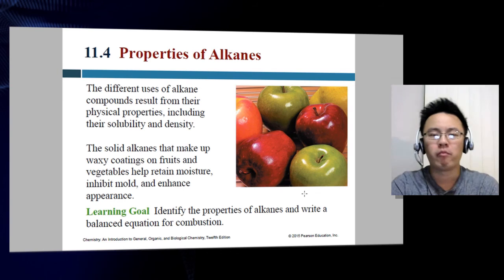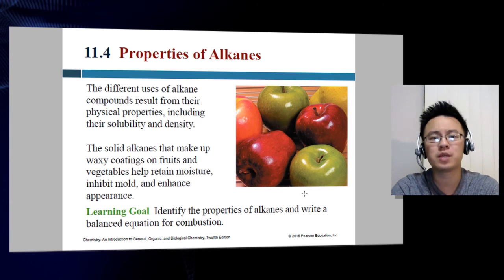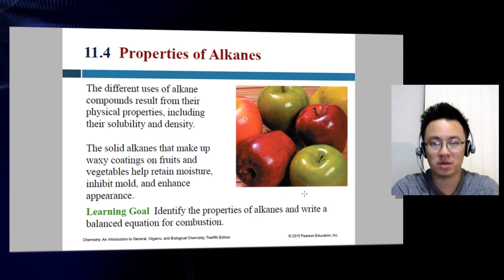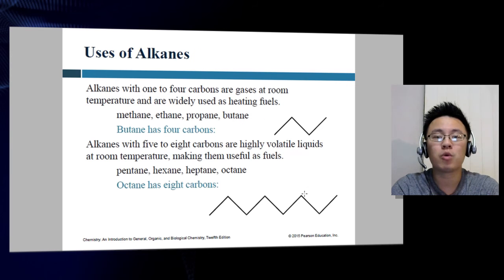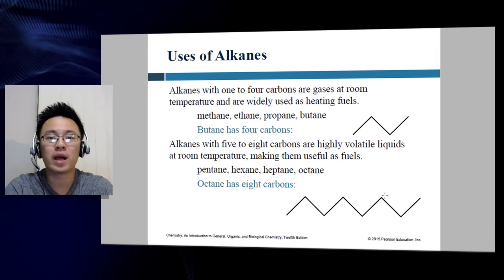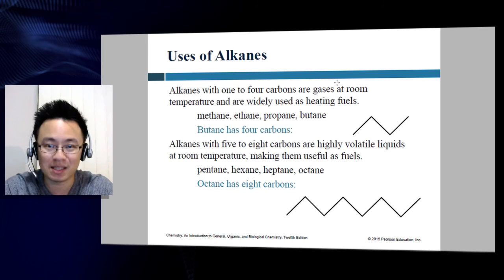All right, properties of alkanes. The different uses of alkane compounds result from their physical properties, including their solubility and density. The solid alkanes that make up waxy coatings on fruits and vegetables help retain moisture, inhibit mold growth, and enhance their appearance. Alkanes with 1 to 4 carbon atoms are gases at room temperature and are widely used as heating fuels. For example, methane, ethane, propane, and butane are gases.